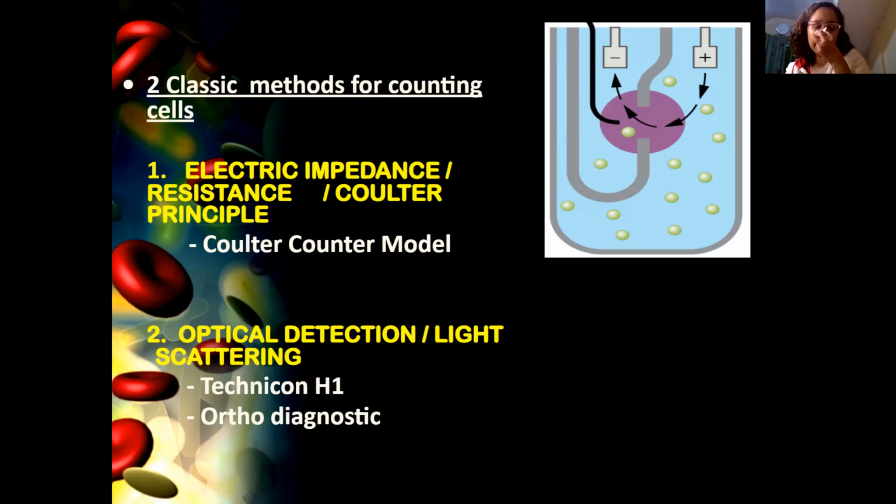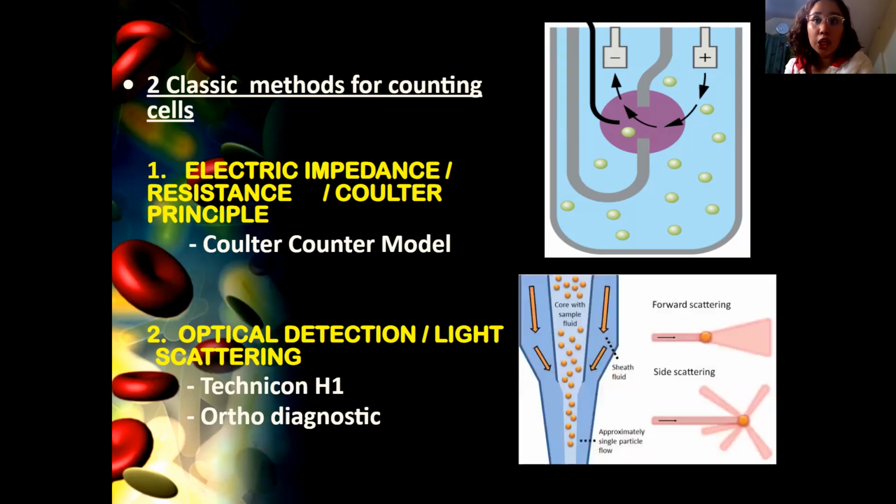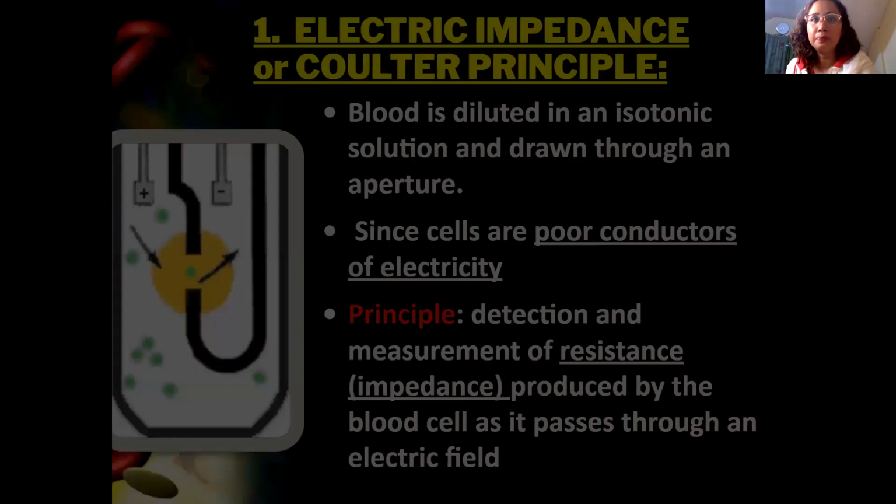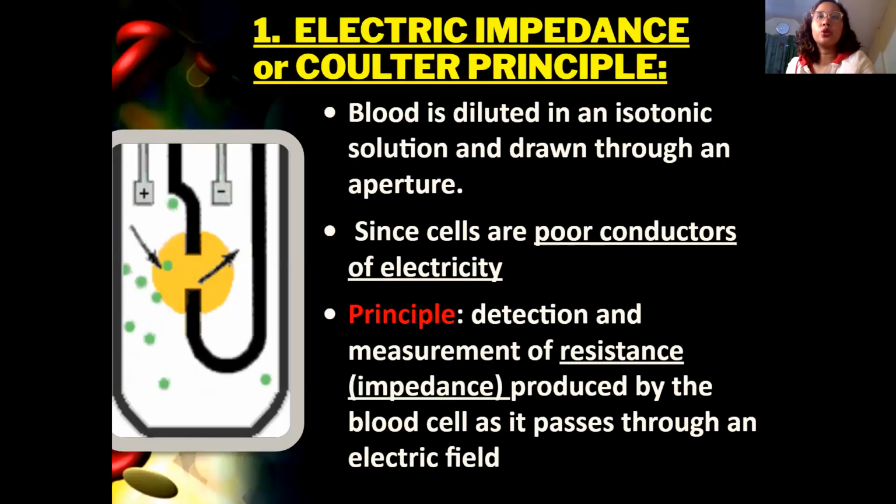We have light scattering, so the ability of your cells to scatter light. So yung una, electric. Yung isa, ability to scatter light. So laser yung ginagamit dito. So for electric impedance yun. So cells are poor conductors of electricity. So every time they will pass through, it will be detected because of its resistance.